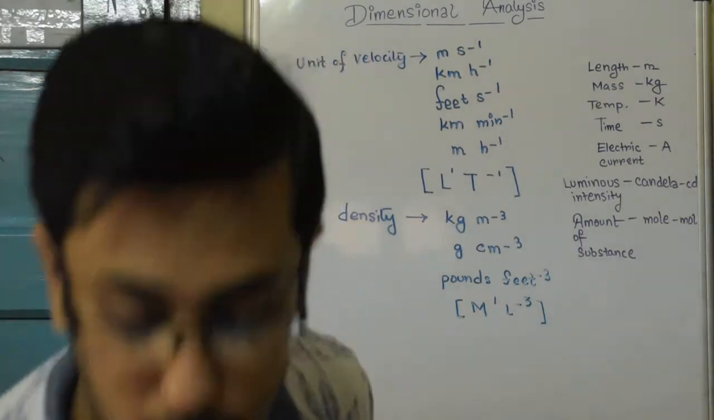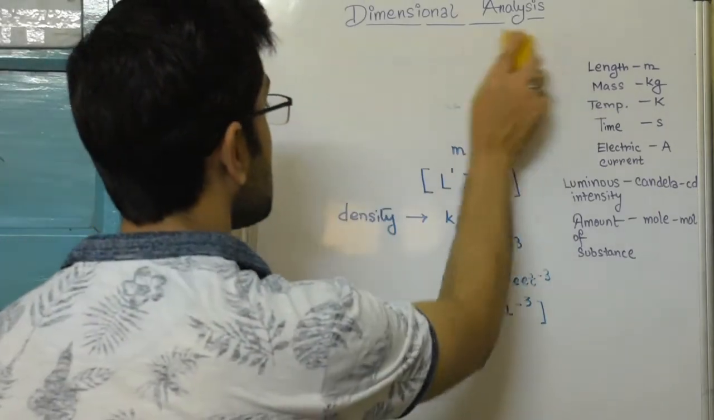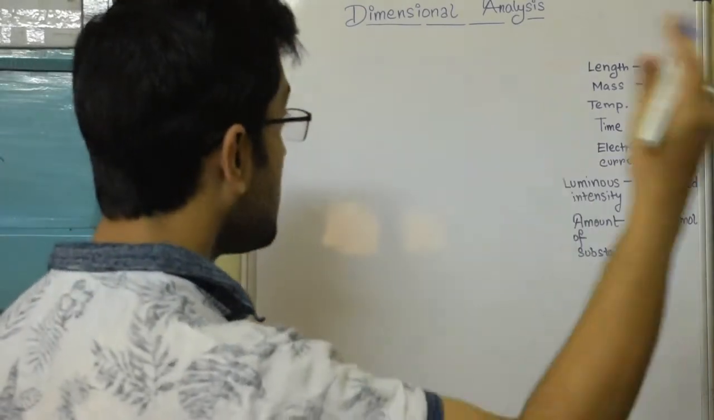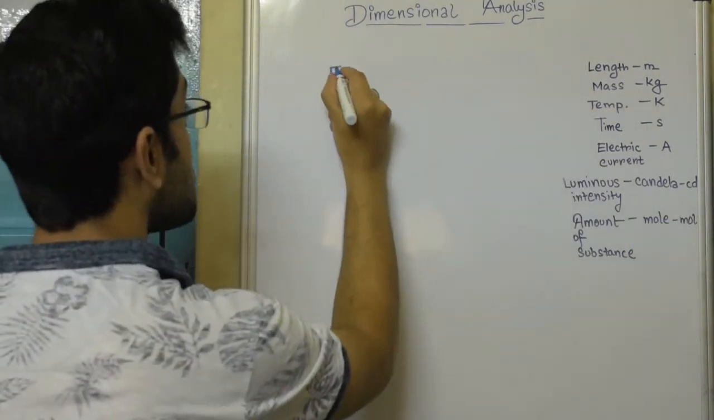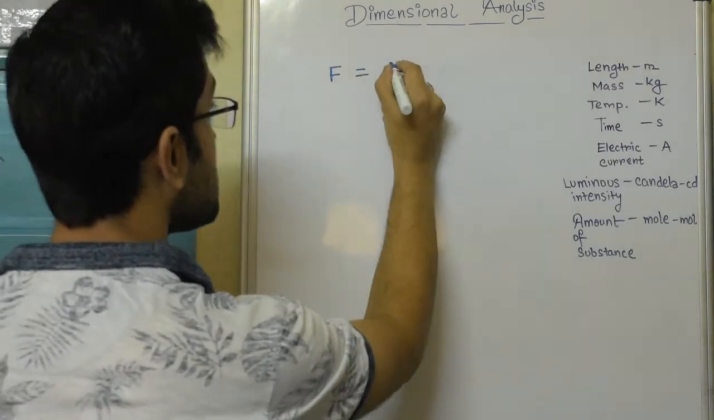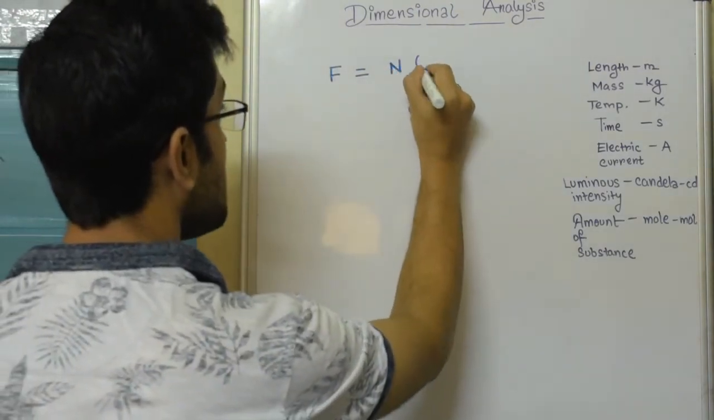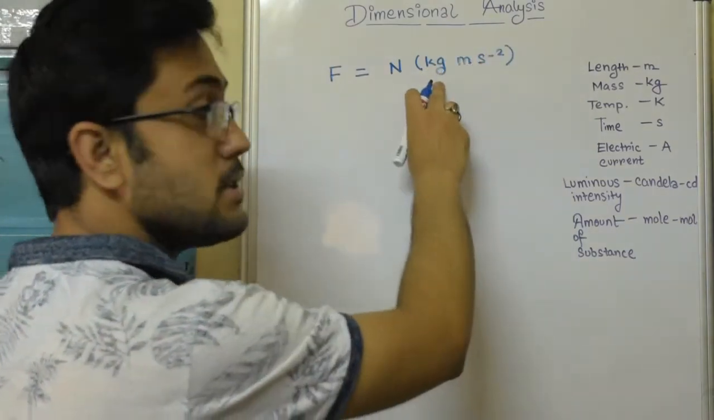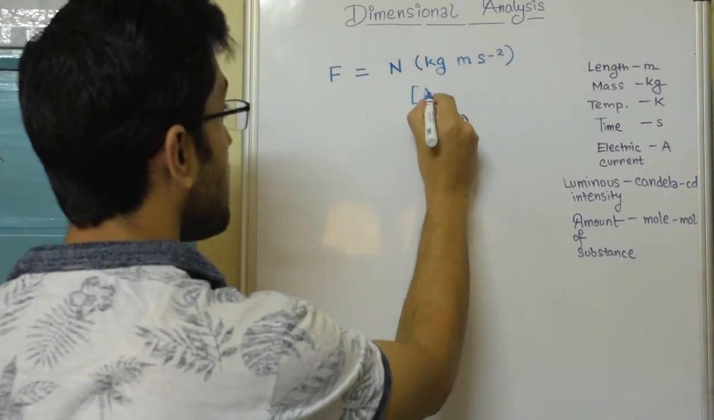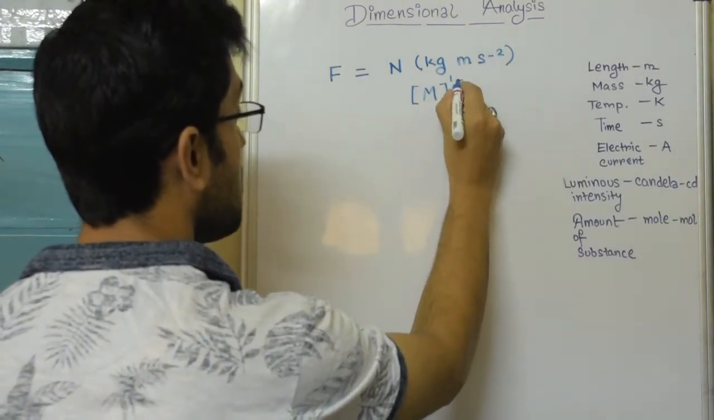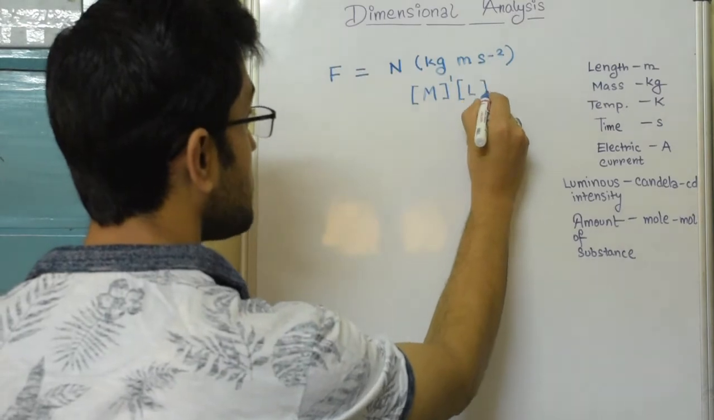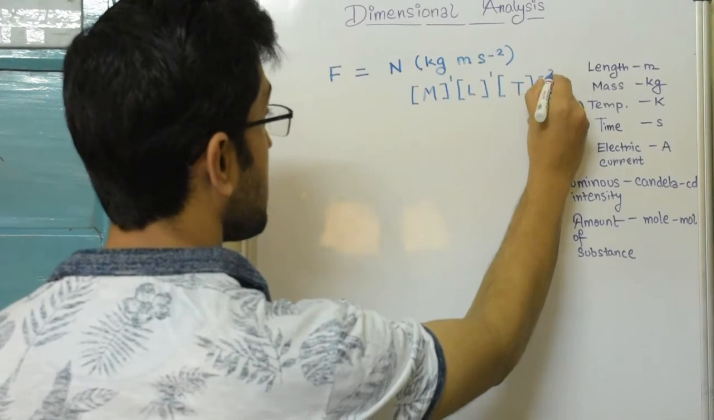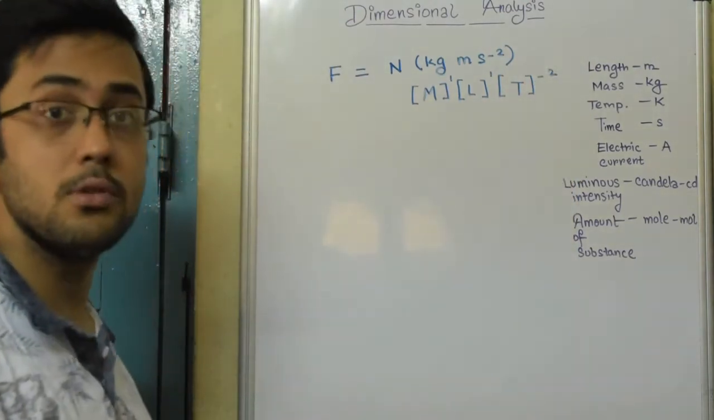Let us give some examples. Let us take another derived quantity, force. What is the SI unit of force? It's Newton, and Newton is basically kg meter per second square. So kg is the unit of mass, so it's dimension of mass to the power 1, multiplied with meter, that is dimension of length to the power 1, multiplied with second, that is dimension of time to the power minus 2. So this is the dimensional formula of force.